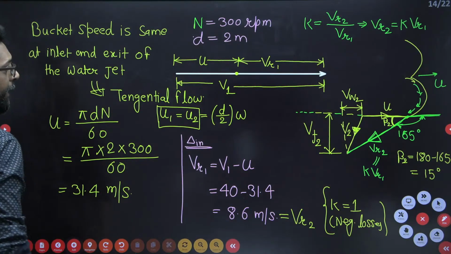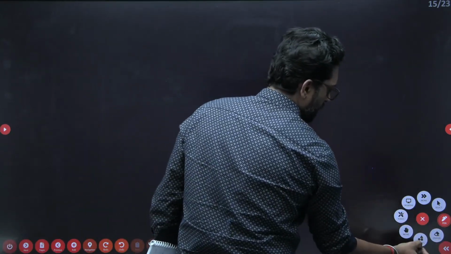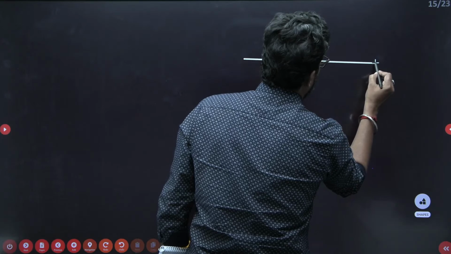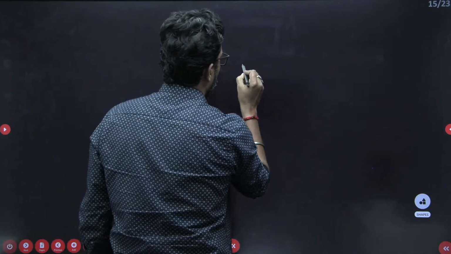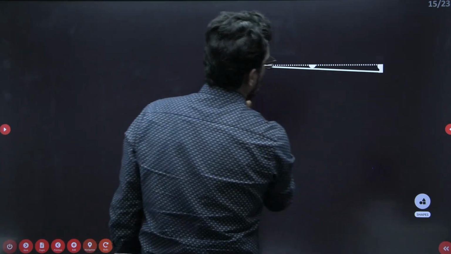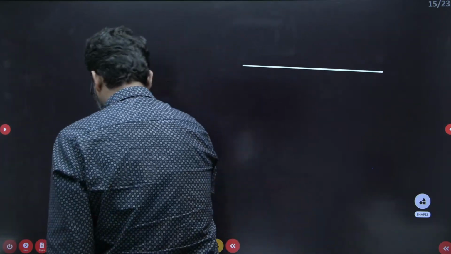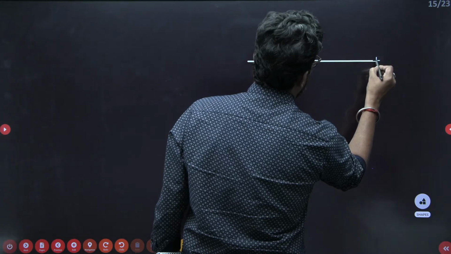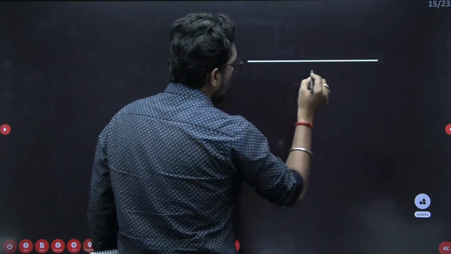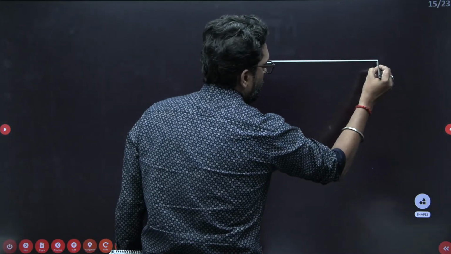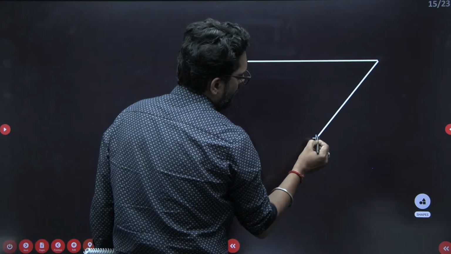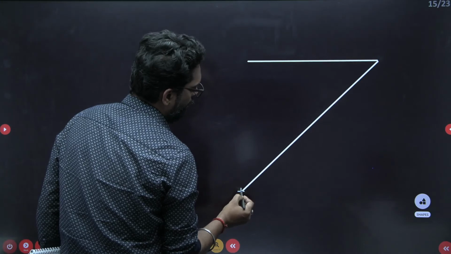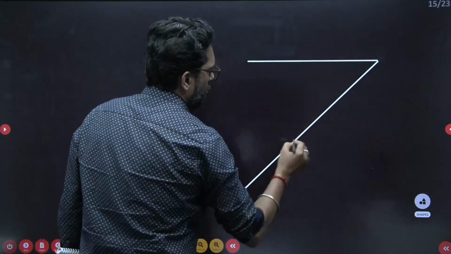Now again, if you draw it, this is your velocity, which is your V1. Clear? This is your V1. Right now, I think it is not in an aligned manner. Okay, no problem. Here, this is your velocity, clear? Let's suppose this velocity is VR.